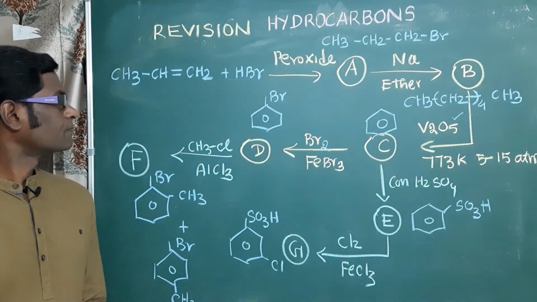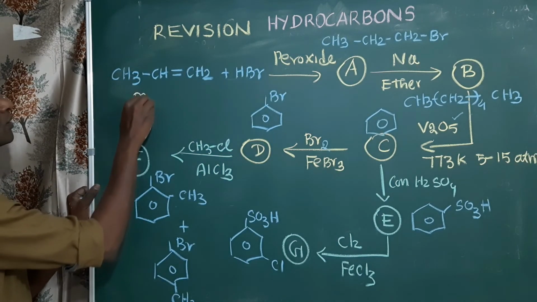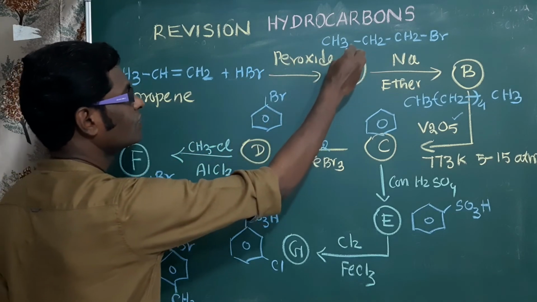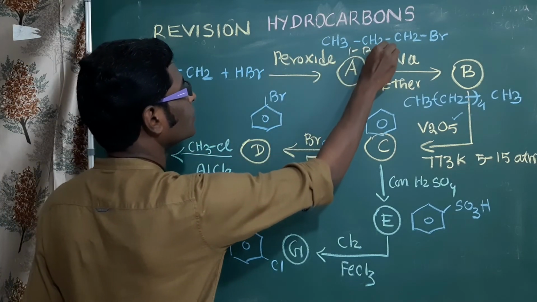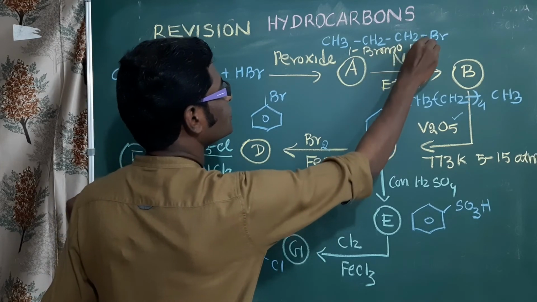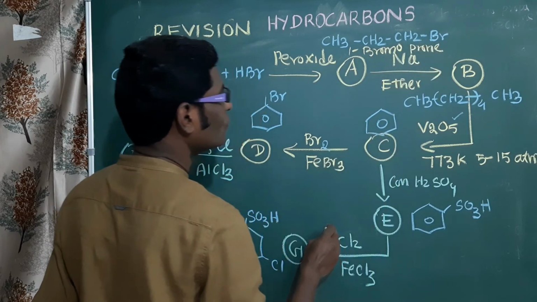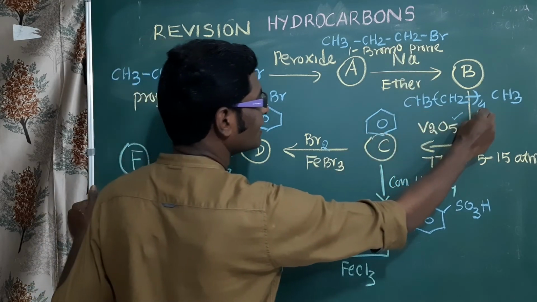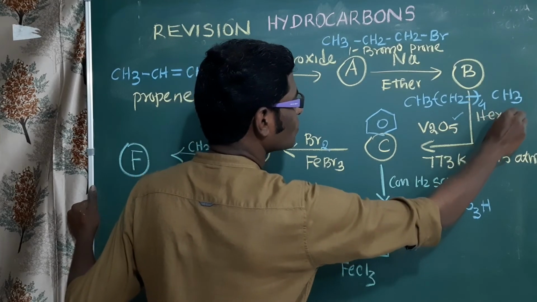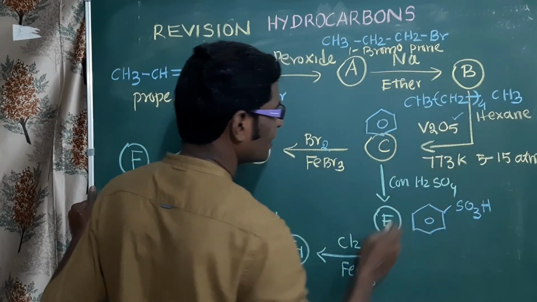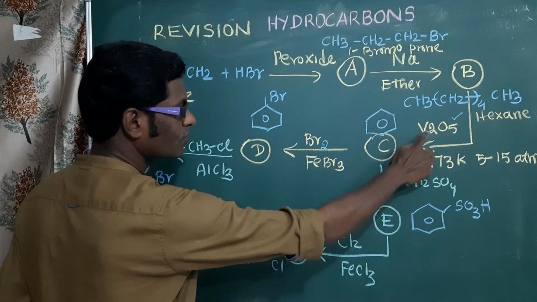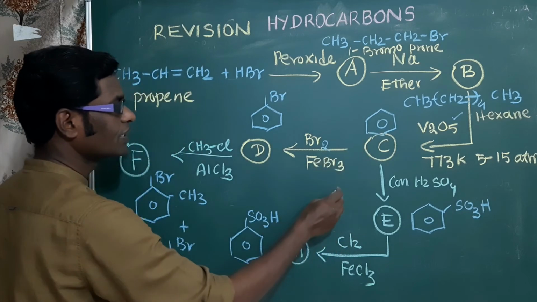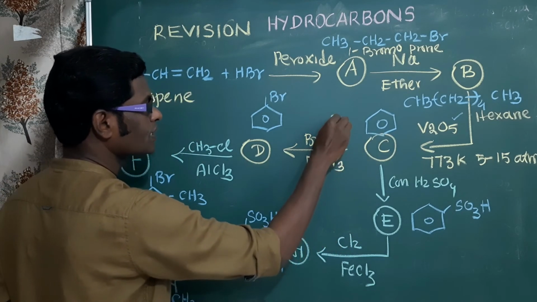I will repeat again. When propene treated with HBr in presence of peroxide, we will get 1-bromopropane. Name of this reaction, anti-Markovnikov rule. When 1-bromopropane treated with mixture of sodium and ether, we will get n-hexane. This reaction is called Wurtz reaction. When n-hexane treated with vanadium pentoxide at 773 Kelvin, 5 to 15 atm pressure, we will get benzene. This reaction is called aromatization.